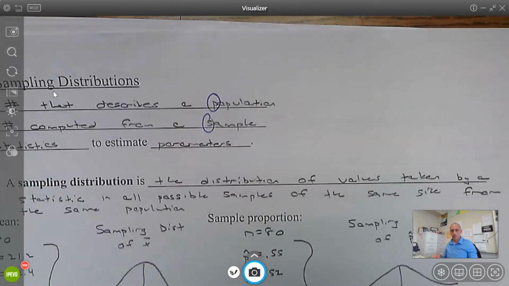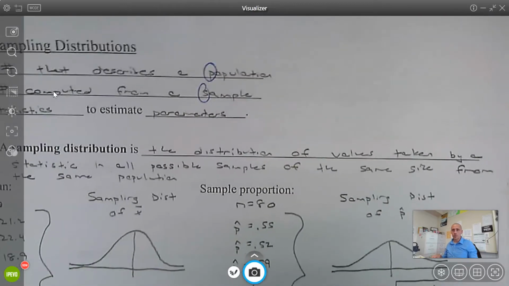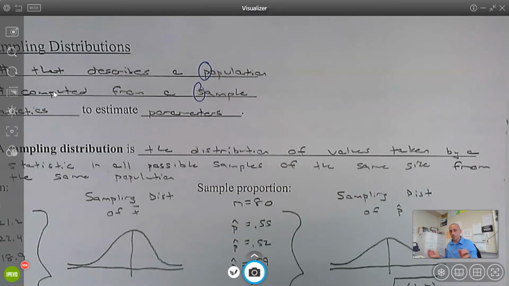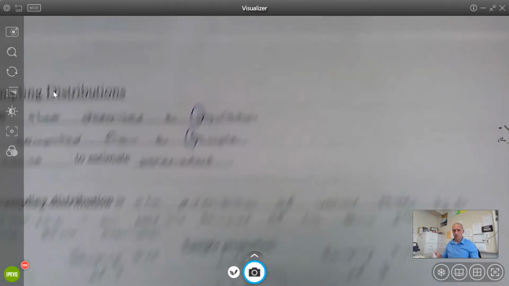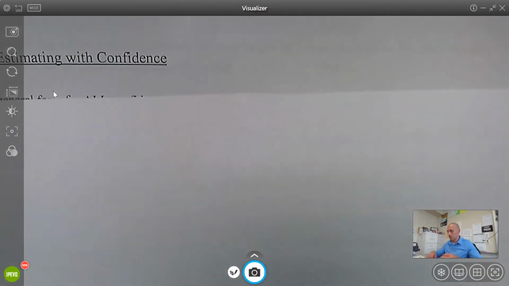So what's a sampling distribution? It's the distribution of all the possible values of the statistic for all the possible samples that you could possibly create. So that's a horrible explanation. Let me give you a better one.